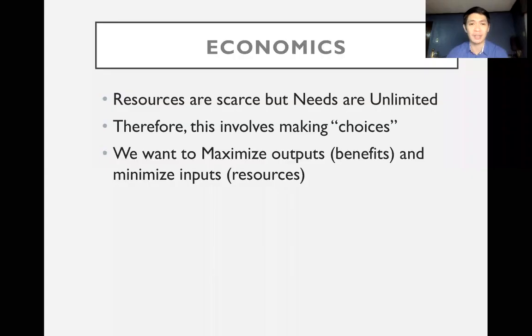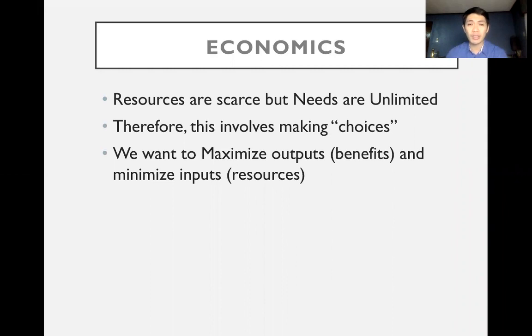So, let us begin. When talking about economics, we need to remember just two things. First of all, resources are scarce or limited. However, the needs of human beings are quite unlimited and they keep on adding up and adding up. And the trick in economics is trying to balance the needs with the resources that are available. So it's all about making choices. The goal of economics is actually to maximize the benefits or the outputs with the least amount of expenditures.